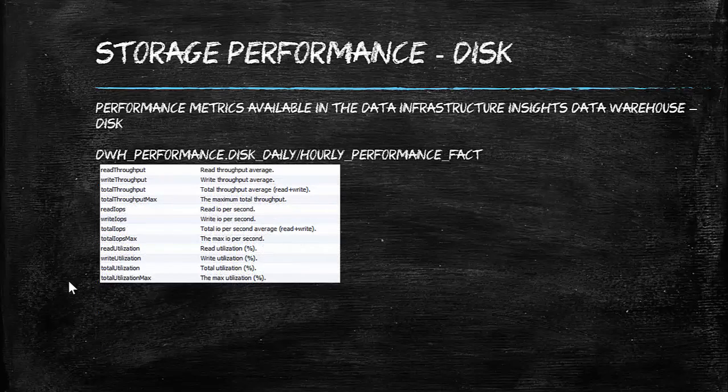Again, we're just reviewing the schema and what it looks like and what's available. This is a disk daily and hourly performance fact schema. These are the metrics that you would see associated with disks. There's no latency associated with disks. You definitely have utilization that's just busy, and the write ops and IOPS and throughput are available, but no latency at the disk level.